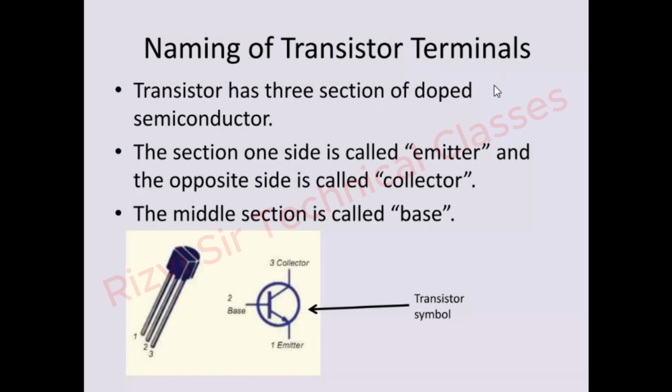Naming of transistor terminals. A transistor has three sections of doped semiconductor. The section on one side is called emitter and the opposite side is called collector. The middle section is called base. You can see the middle section is base, the upper section is collector and the bottom section is emitter. This is the symbol and this is the actual transistor. I hope you have seen this in your labs.